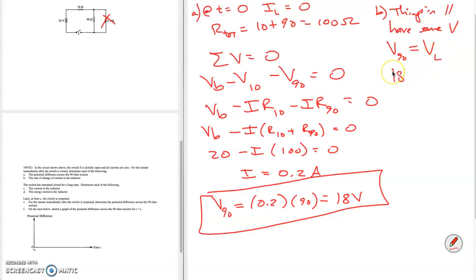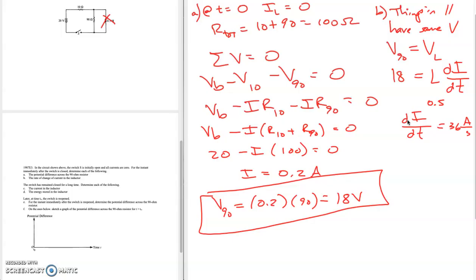So this will be 18 volts equals L di dt, which is what they want us to find. They say the rate of change of current in the inductor. Remember, rate of change means derivative. And the voltage of the inductor is L di dt, and they told us what L was. That was 0.5. So di dt is going to be 36 amps per second. That's how quickly the current is building up in the inductor.